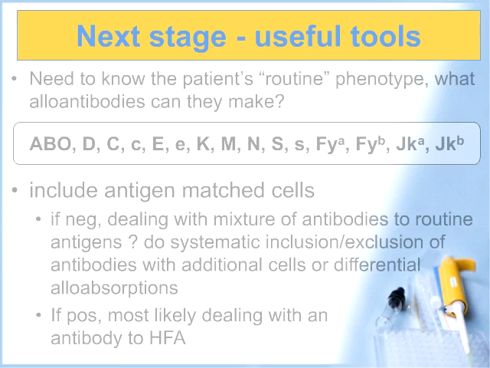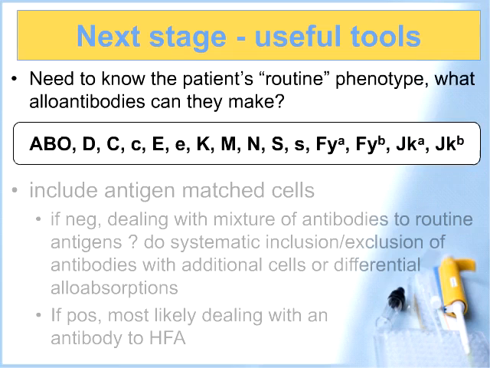So the next stage is to look at what the pattern looks like. You need to know what the patient can make. This is crucial at this stage. You can't really go any further without knowing the patient's phenotype, the common antigens, because you're going in blind otherwise. So you need to establish the patient's phenotype, and then you need to include an antigen-matched cell.